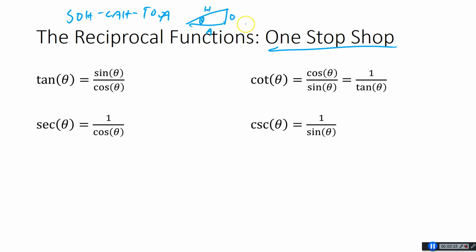So sine, I guess we'll start with cosecant. Sine is opposite over hypotenuse. Cosecant is the reciprocal of the sine function. So that's why SHOHCHOCAHO works.